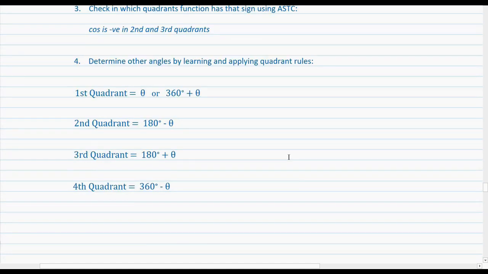Then for step 4, we need to determine the other angles besides the reference angle by learning and applying quadrant rules. So these are the quadrant rules, and you'll need to know these by heart going forward because in the exam you won't be given the quadrant diagram. So anyway, we noted that cos is negative in the second and third quadrants, and the reference angle is 60 degrees. So for the second quadrant value, we would say 180 minus 60 degrees, giving a value of 120 degrees. And for the third quadrant, the rule is 180 plus 60 degrees, meaning 240 degrees.